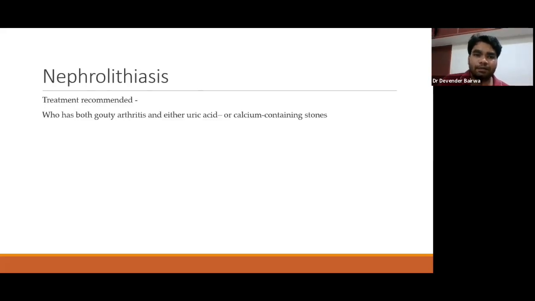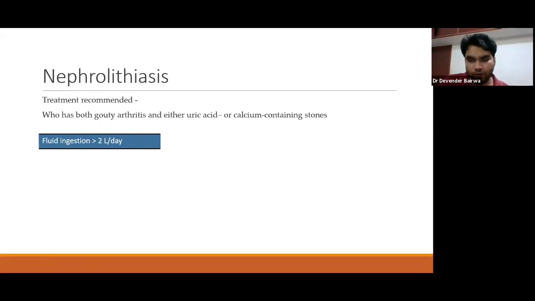Nephrolithiasis treatment is recommended. So generally, what happens? We treat nephrolithiasis only in patients who have gouty arthritis or the presence of a stone. The stone can be either uric acid or calcium containing. But if somebody has gouty arthritis, treatment is mostly recommended for these patients. So what can we do for nephrolithiasis?